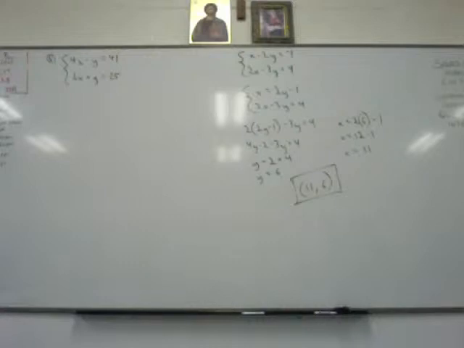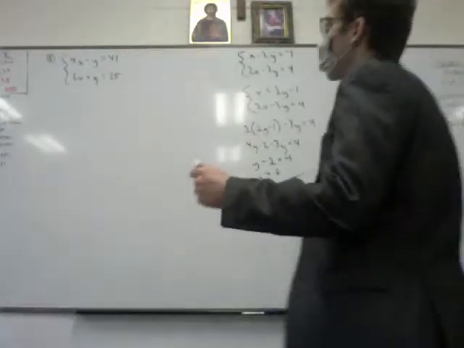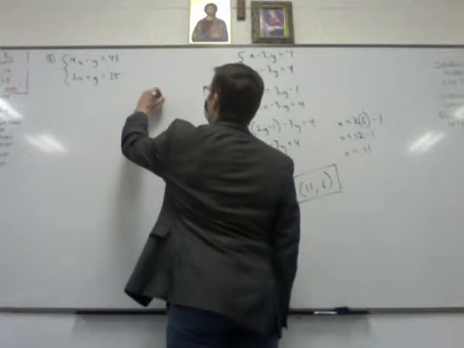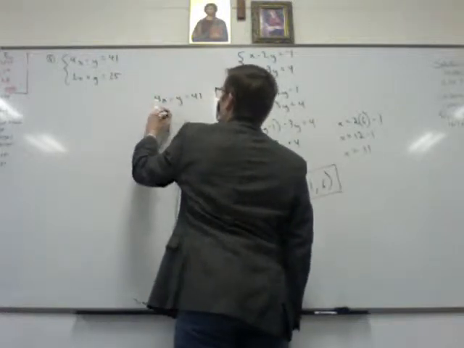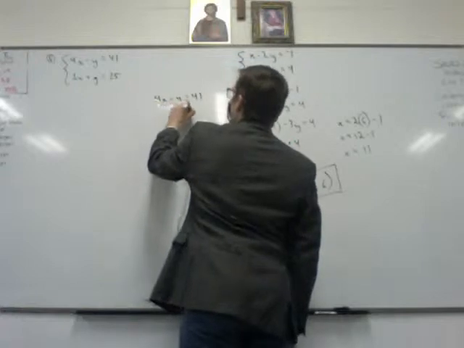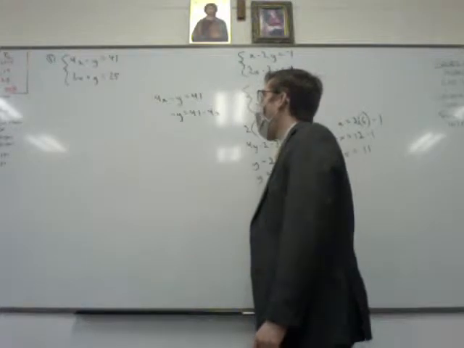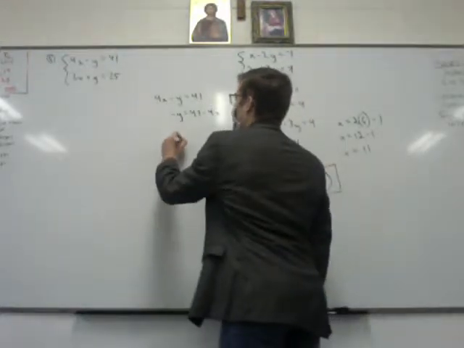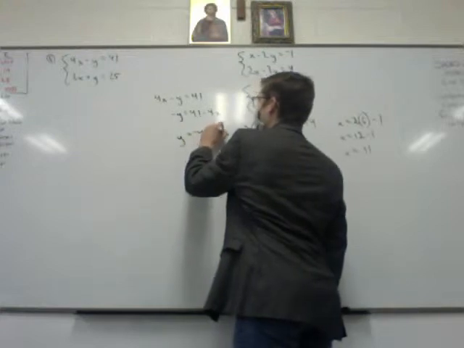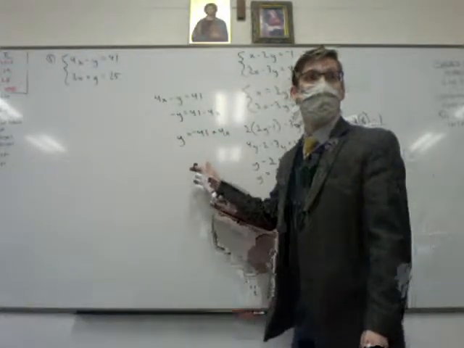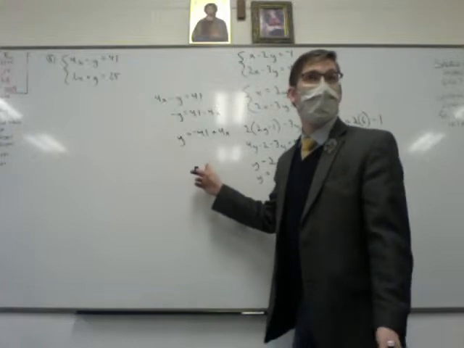Notice, if we rearrange the bottom equation to get y by itself, we just subtract 2x from each side. The top equation, we might be tempted because it comes first to do that one. We could do it, but notice, if I subtract 4x from each side, I get negative y equals 41 minus 4x. Then I have to flip the signs: y equals negative 41 plus 4x. So I could do that also, but that's more steps.